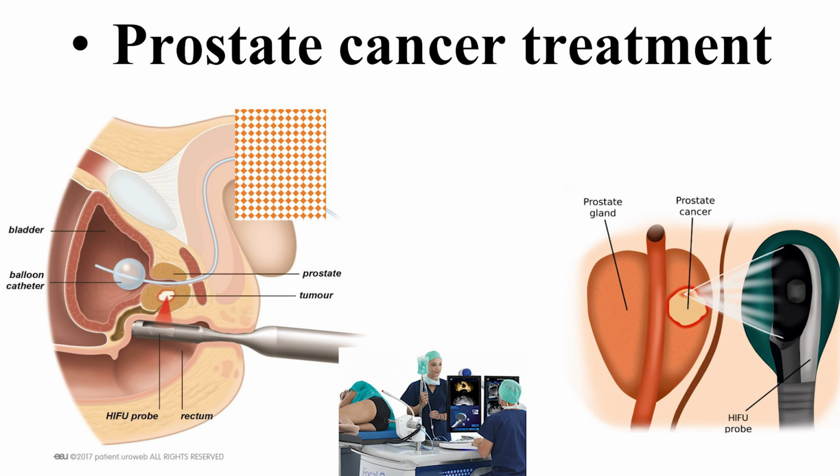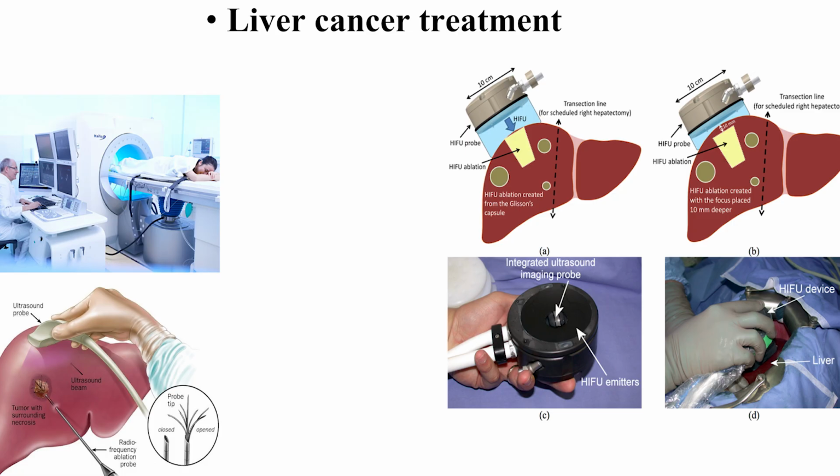You can see the HIFU probe also here with a different schematic, and in the real situation also you can see the related devices. Also, for liver cancer, the patient will be put on the MRI scheme devices, and the probe will arrive at the liver region and also be inserted into the tumor region, and the ultrasound waves arrive at the tumor region, and the tumor will be ablated and will cook. That is when the treatment will complete.